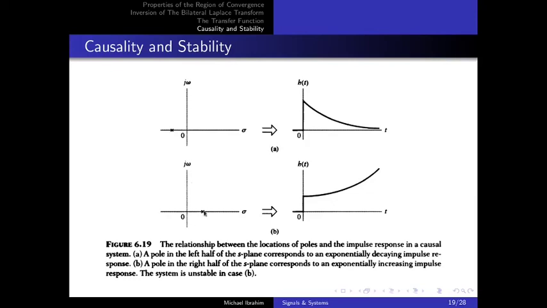But over here, this pole, let's say located at 1. If we have a causal system, the ROC must be right-sided. So in this case, the j omega axis is not included in the ROC, so the system is not stable. And if the ROC is left-sided, the system will not be causal, but it will be stable.